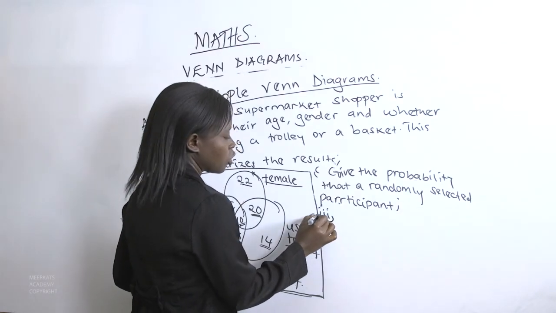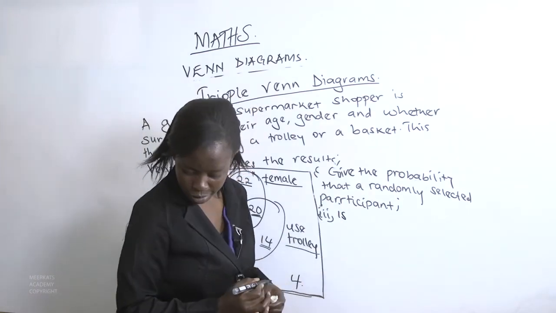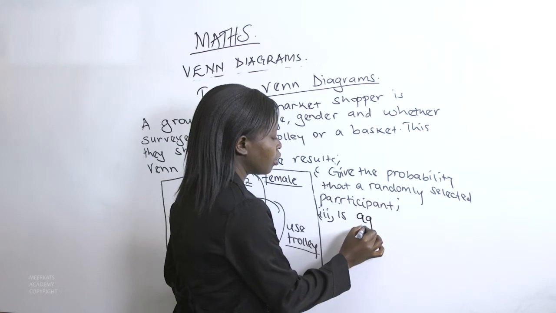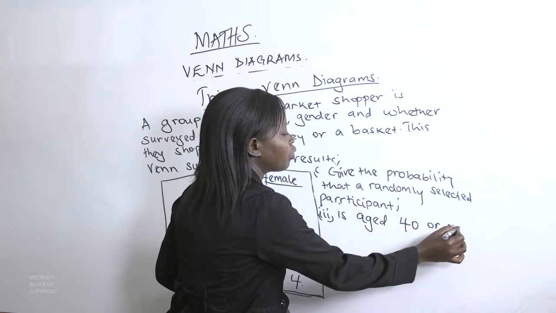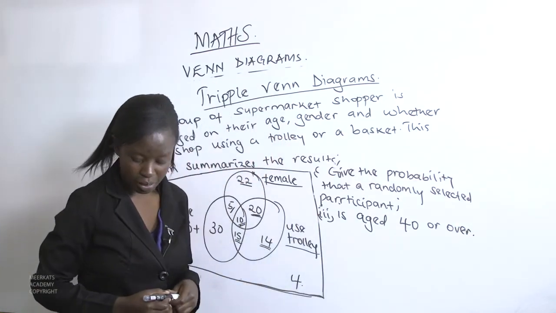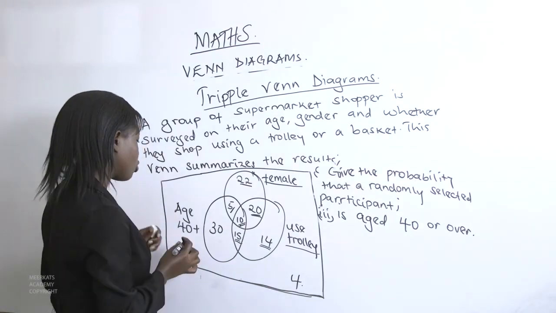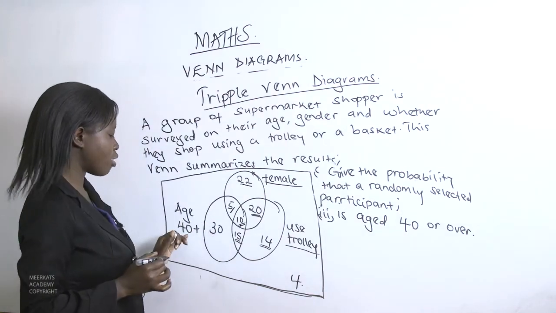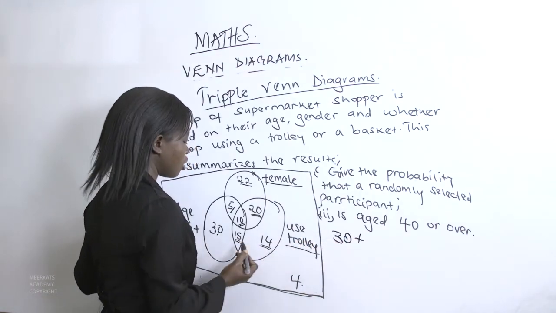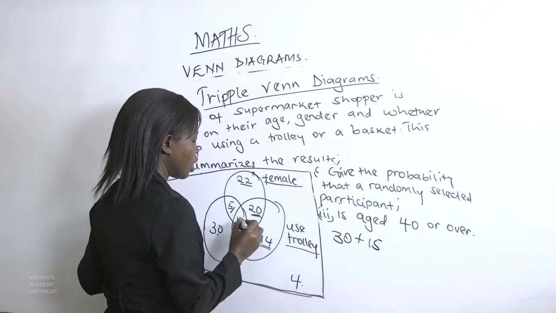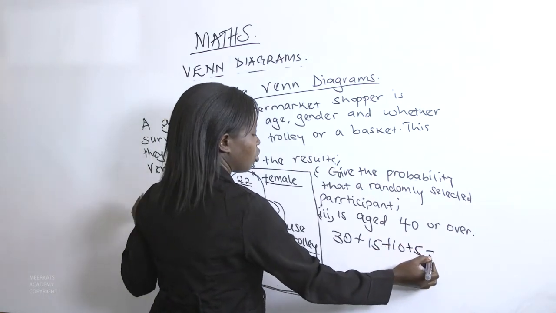Part 3 of the question. We find the probability that the person selected is aged 40 or over. So we move to the circle indicating those people who are 40 plus years. We have 30. Then in addition, we have 15 who use trolley. We have 10 who are female and use trolley. Then we have 5 who are female but don't use the trolley.